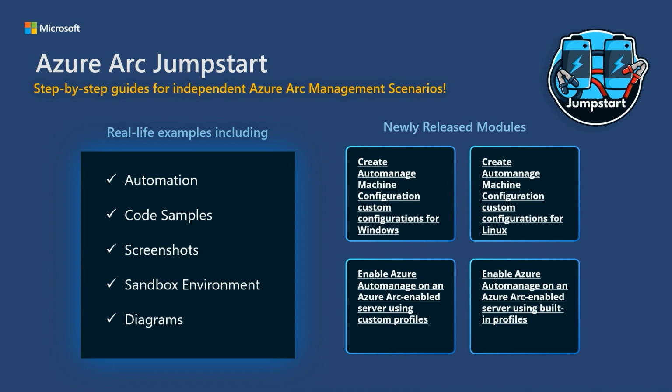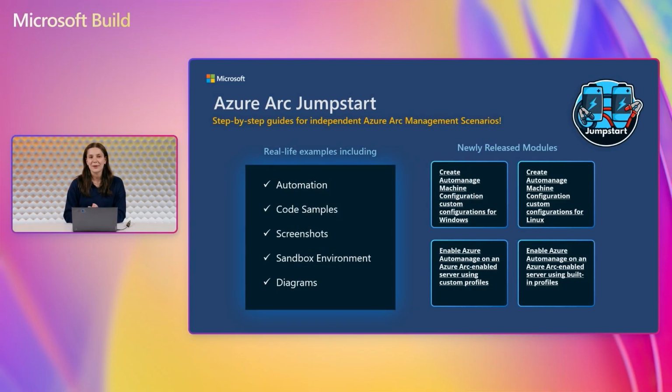So through Azure Arc Jumpstart, we have newly released modules that will walk you through how to create custom machine config packages for Windows, custom machine config packages for Linux, which will highlight how to use some of those NX Tools modules in production, and then enable Azure Automanage on Azure Arc using built-in profiles. So we'll be going through a couple of these examples as well in the demos section, but I just really want to highlight that this is a great one-stop shop for being able to have those advanced examples and real-life scenarios on how to use the service.